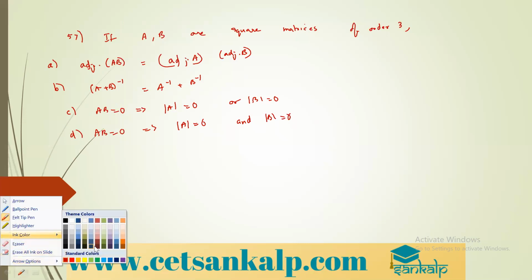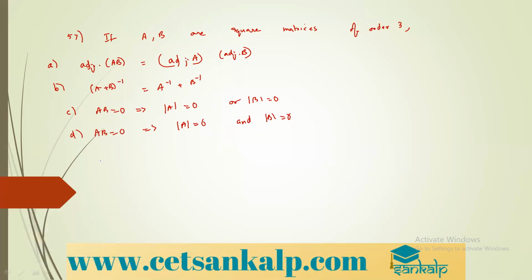So this is looking a little bit complicated, but it is not. If you see option C, AB equal to 0, this is looking more meaningful. That means either determinant of A will be equal to 0 or determinant of B will be equal to 0.